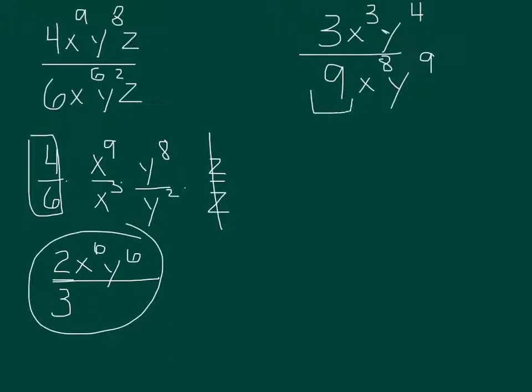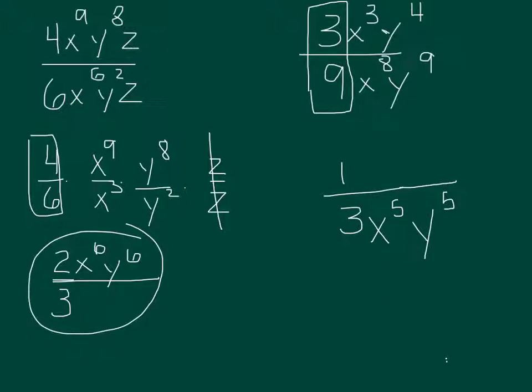Over here, I look at my 3/9. My 3/9 is going to simplify to 1/3. I look at my x to the third, my x to the eighth. It's going to give me 5 x's on bottom. Y to the fourth, y to the ninth, it's going to give me 5 y's on the bottom. So my final answer is 1/3 x to the fifth, y to the fifth.